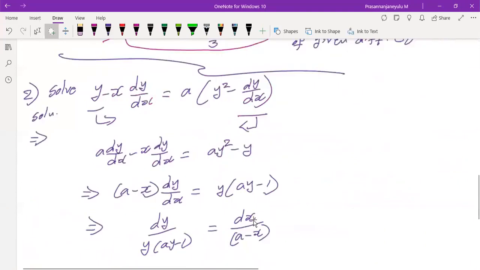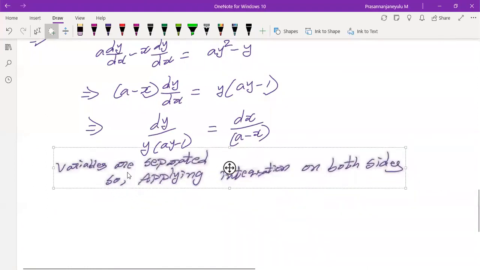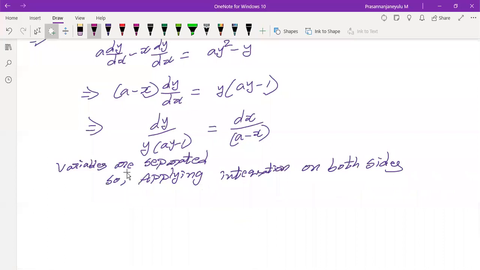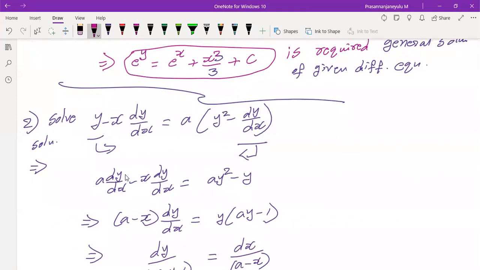Then if we write this, then what we can say? That implies integration of 1 by y into ay minus 1 into dy is equals to integral 1 by a minus x into dx. Sorry, students, I gave some mistake in the problem. Here is the mistake. This is plus.